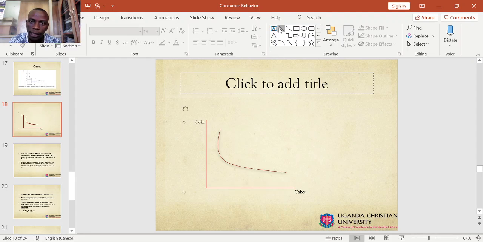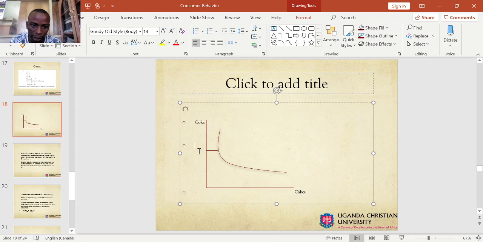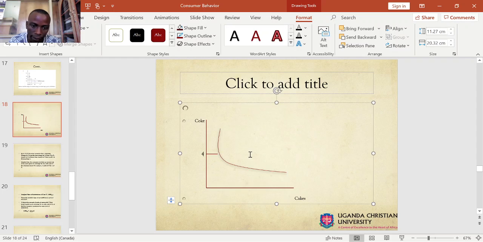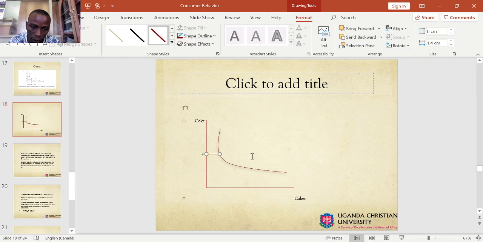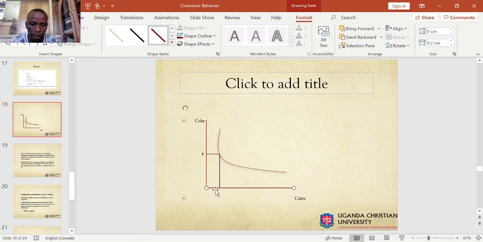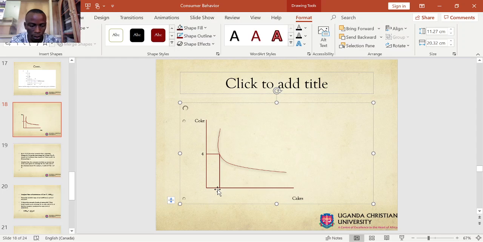Let me assume some numbers, with Coke in terms of bottles. At this point, we are having 4 bottles of Coke, and then we are having 2 cakes at that point altogether.